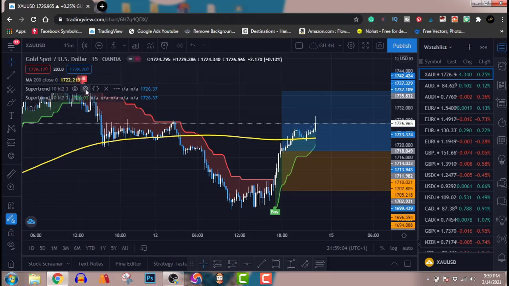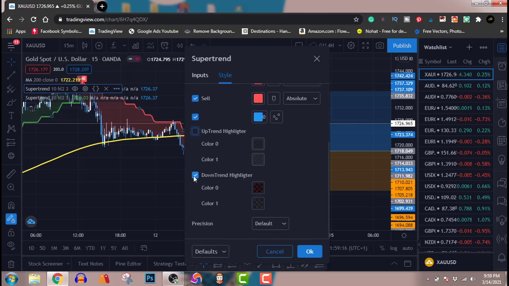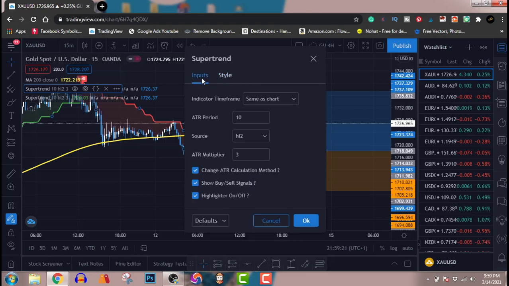So let's go to settings and just follow me step by step, don't miss this step at all. First, you want to turn off the uptrend highlight. You scroll down and turn off the downtrend highlight for the first one. Then you go to input and this one is going to say 10, 1. So ATR period is 10, ATR multiplier is going to be 1. And you want to turn off buy sell signal. As you can see, show buy sell signal, turn that off and you press OK.